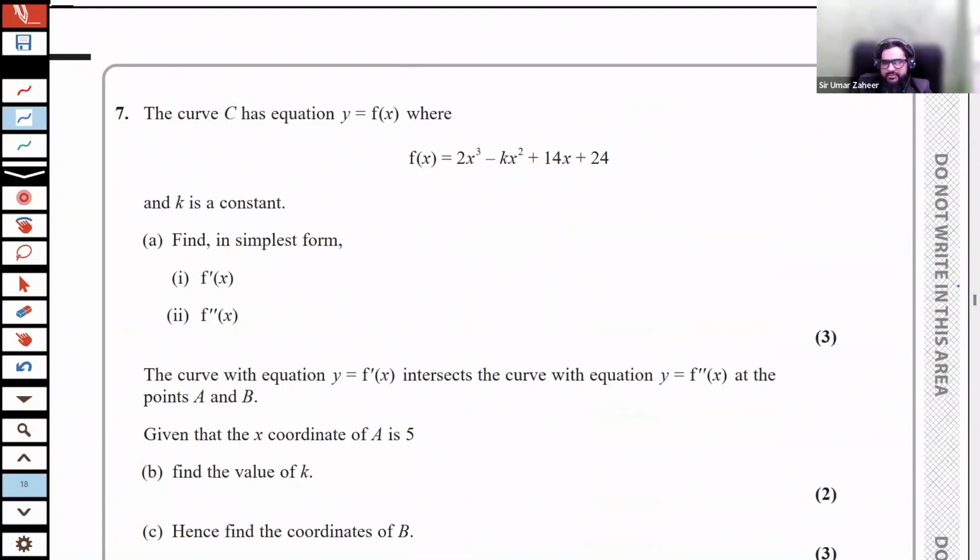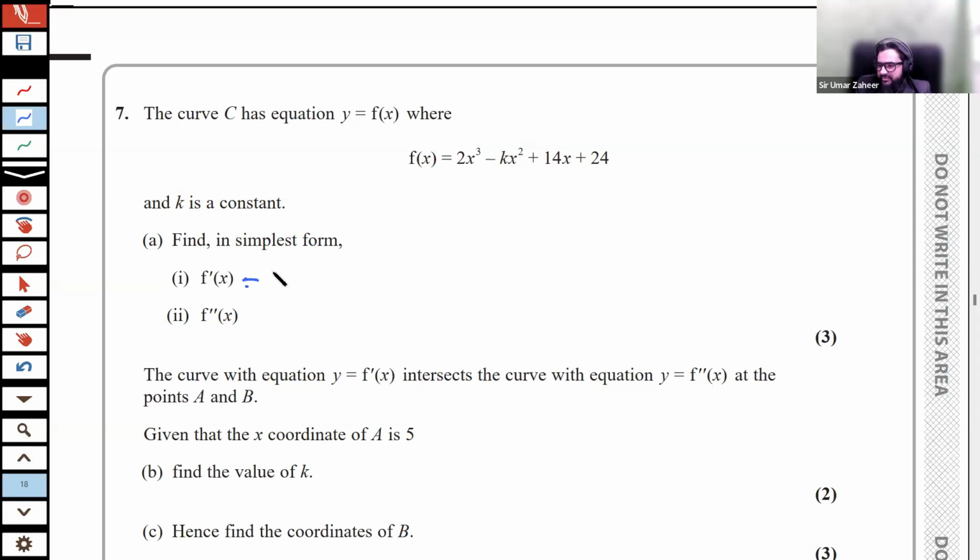All right, now we have the next question, question number 7. It says that the curve has an equation y is equal to f of x, where f of x is equal to 2x cubed minus kx squared plus 14kx plus 24, and k is a constant. Find in simplest form.